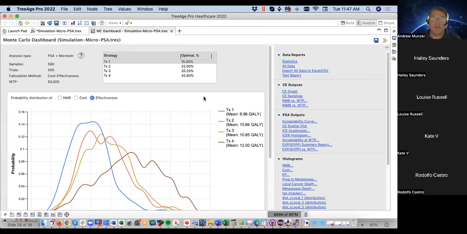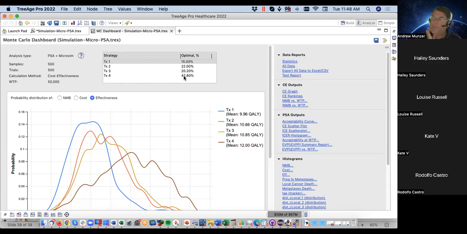Okay. But in general, right here at the beginning, we're seeing the percentage of our recalculations that favored each strategy. So treatment 4, which was the most cost-effective strategy at the base case, is still the most cost-effective, but it was only the most cost-effective about 43% of the time. So there is some uncertainty about the conclusions of this model, right? We can still say that we think treatment 4 is the most cost-effective strategy, but it's not quite as crystal clear that it's the best strategy as it might have been.